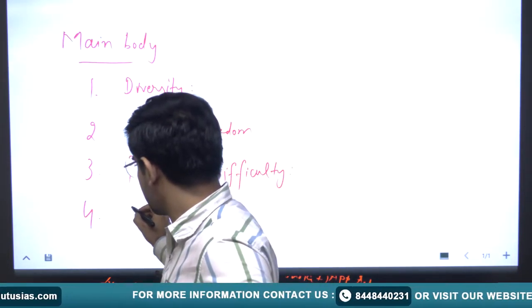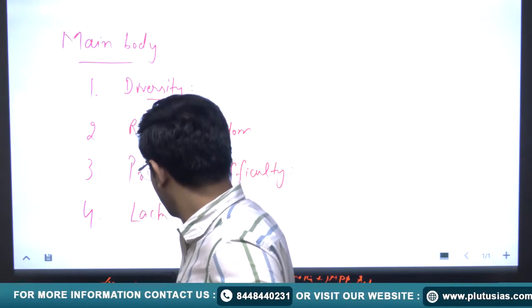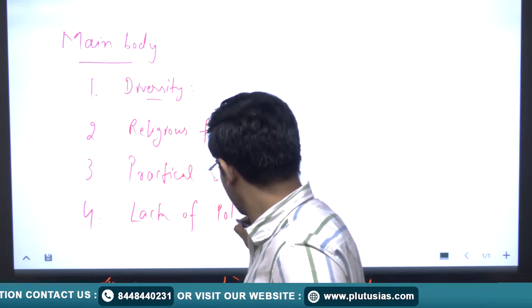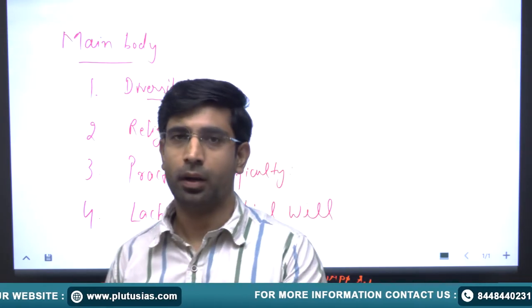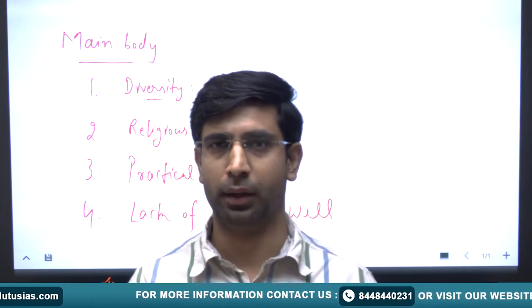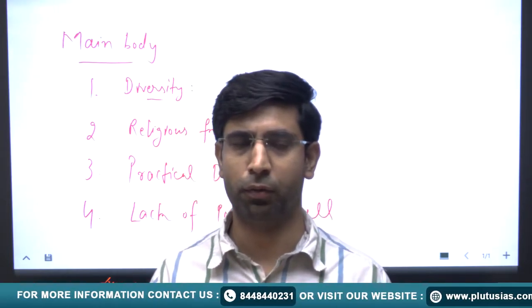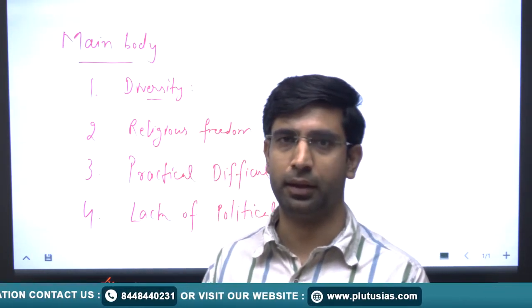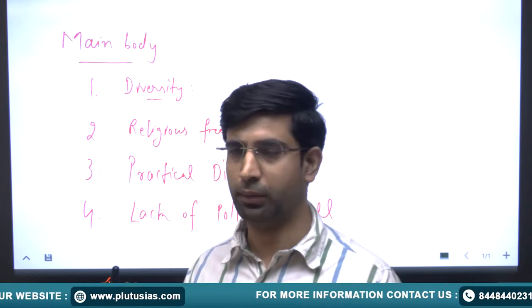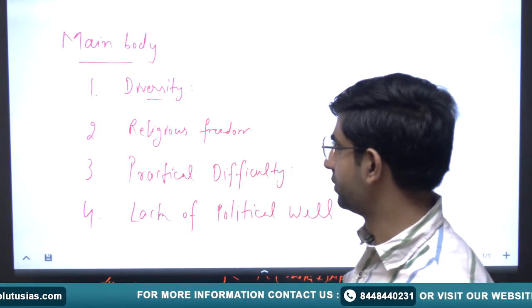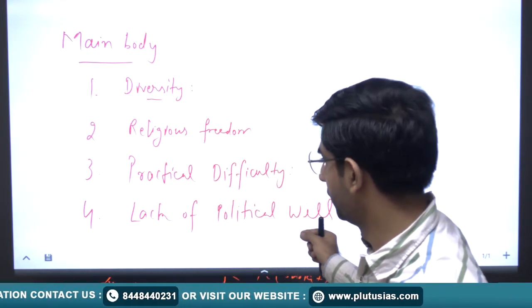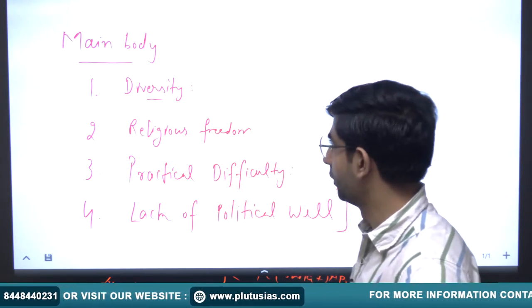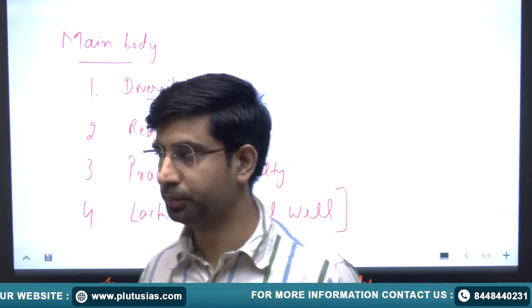Fourth, you can state lack of political will. Our political parties are not interested in giving it in the form of legislation. Why? They fear that their vote bank may be displaced because of the Uniform Civil Code, because it will be very difficult to reconcile all the diversity of Indian society and the different religious communities. So they also fear the backlash from the voters. So they are not serious about the Uniform Civil Code.